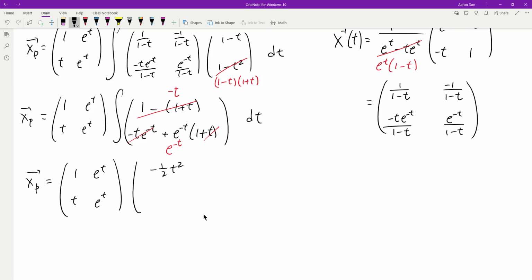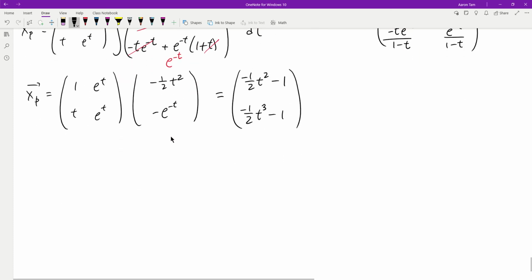And on the bottom, I get negative e to the negative t. So if I actually multiply this out, I get negative 1/2 t squared. And then e to the t times negative e to the negative t becomes just minus 1. And on the bottom, t times negative 1/2 t squared becomes negative 1/2 t to the third, and then minus 1 also. So that seems to be my particular solution. That's actually not too bad. And so now I think I can write out my answer.